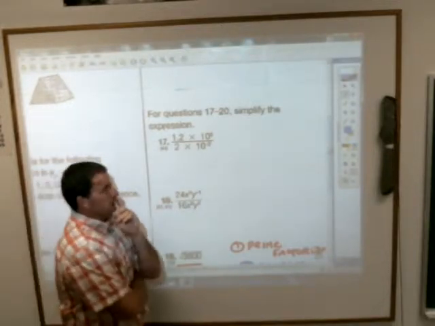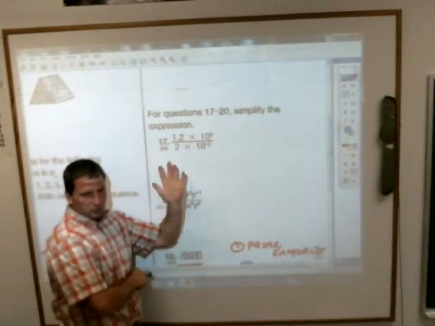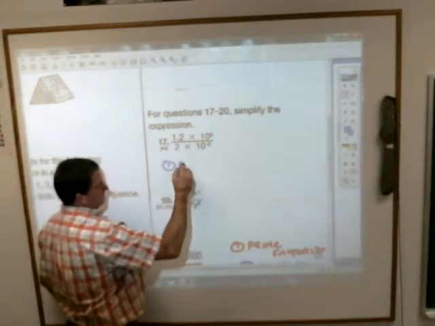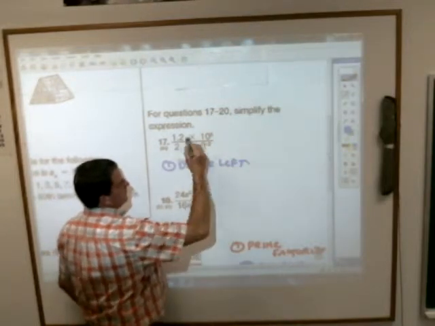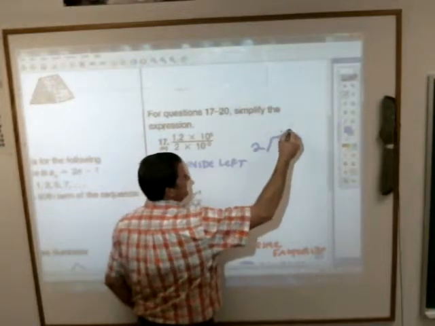Alright, anybody have suggestions on what to do? This, by the way, is division. So what's the rule here, Emma? You divide 1.2 by 2. Yep, divide the left stuff out. So I'm going to take 1.2, divide it by 2, and I get 0.6.